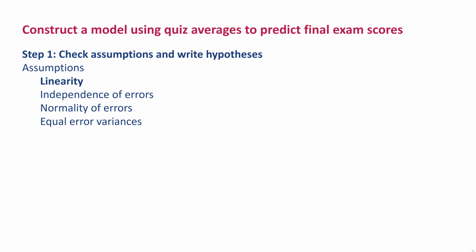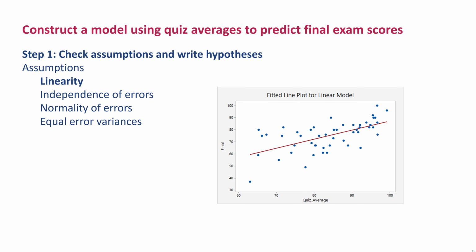We'll start with linearity. The relationship between the two variables must be linear. We check this assumption by looking at a scatter plot. I got this plot from Minitab Express. When you run a regression model, this will be the plot labeled fitted line plot for linear model. You can ignore the red line. Because we asked Minitab Express for a linear model, it fitted a straight line here. But what we need to look for in this plot is that the points should have a linear relationship, or at least not a nonlinear relationship. And that is the case here. If I were to draw a line of best fit, it would be a straight line, so this assumption has been met.